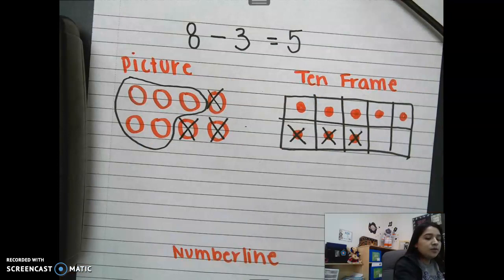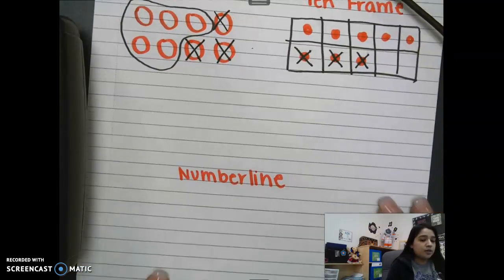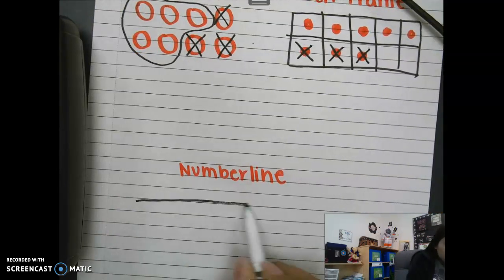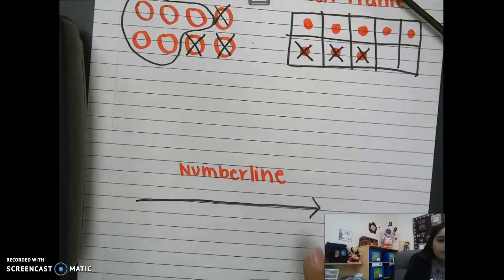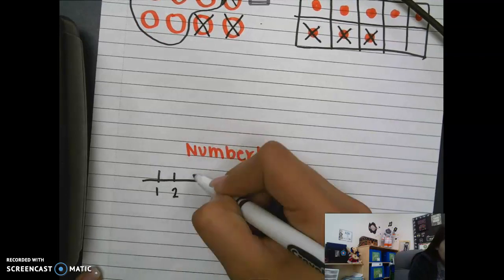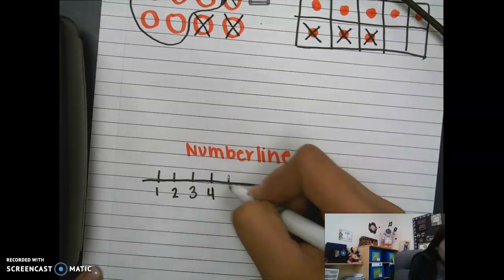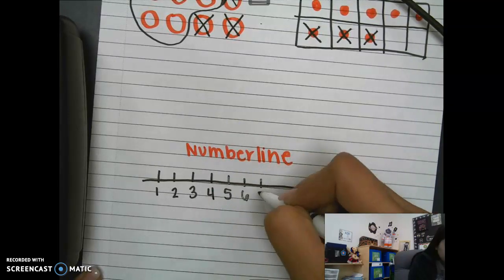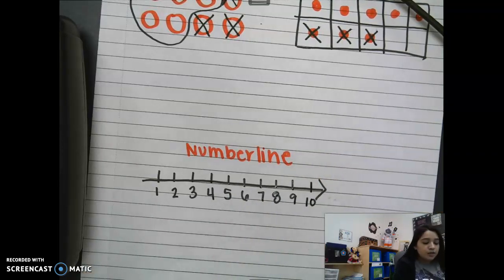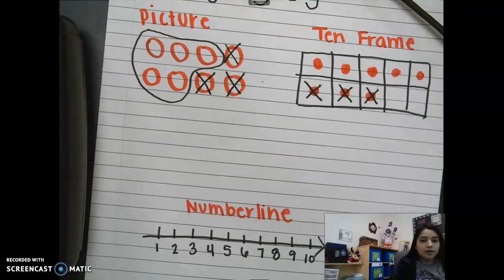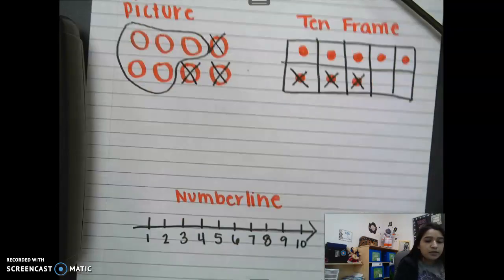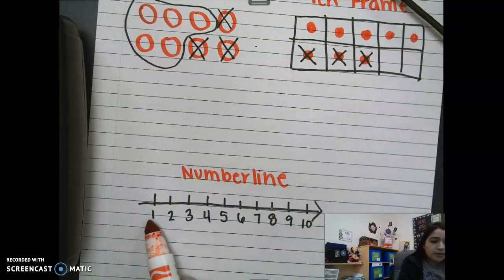And what is our last way to solve equations and problems? A number line. So I'm going to draw a number line. I'm going to go ahead and draw a line with an arrow at the end. And we're going to draw 1 through 10 again. 1, 2, 3, 4, 5, 6, 7, 8, 9, 10. So we need to see our problem. So I'm going to go ahead and lower it a little bit. So where do we start off? We start off on 8. So let's go ahead and look for the number 8 on our number line, which is right here.